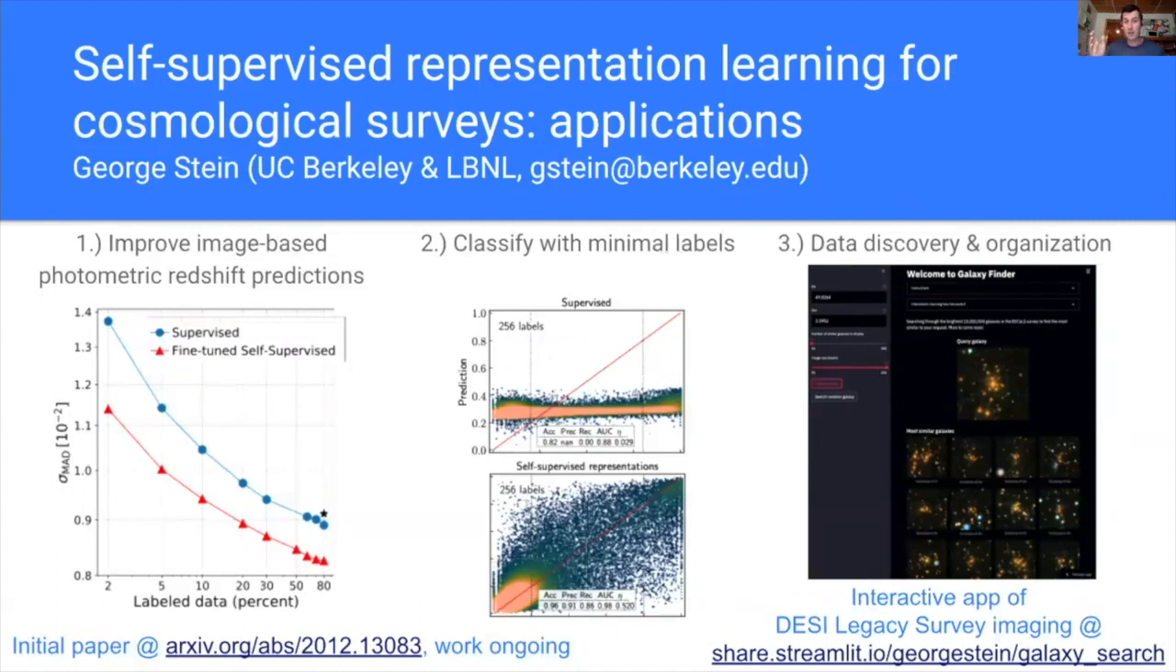And additionally, it allows some very powerful tools for data discovery, data organization, and anomaly detection, which I'm showing on the right here. If you click on that link, this is an interactive app that we created where you can do sort of like a Google image search. Paste your favorite galaxy from the DESI legacy imaging and find every other galaxy in the data set that looks similar. So that might be my 5 minutes, over my 5 minutes, sorry.